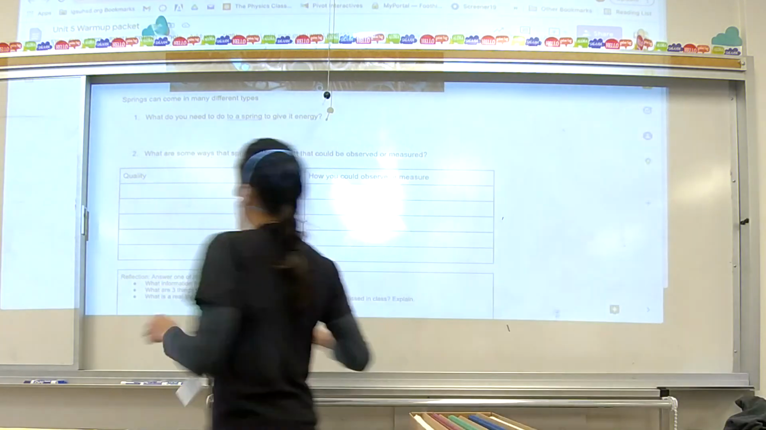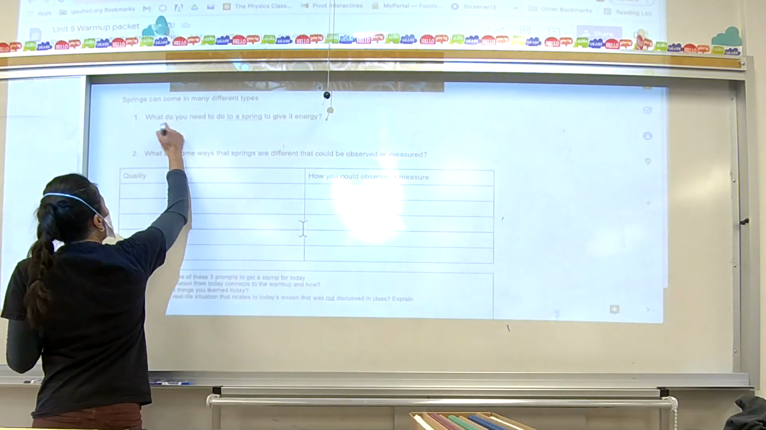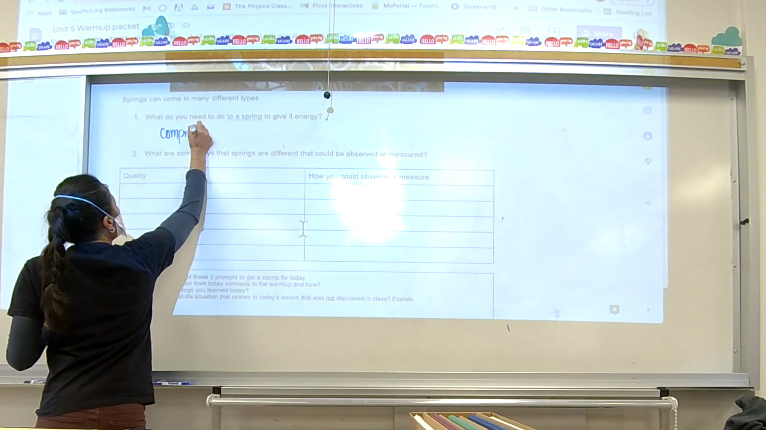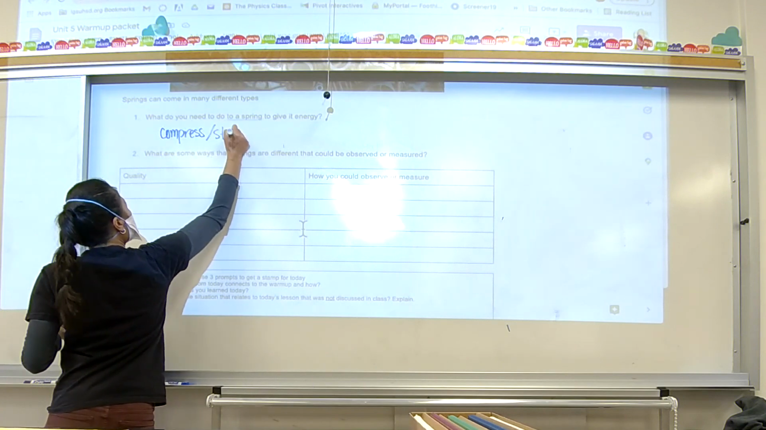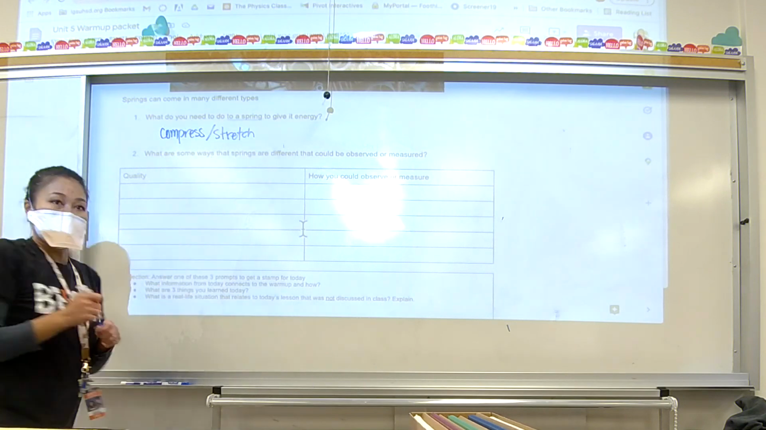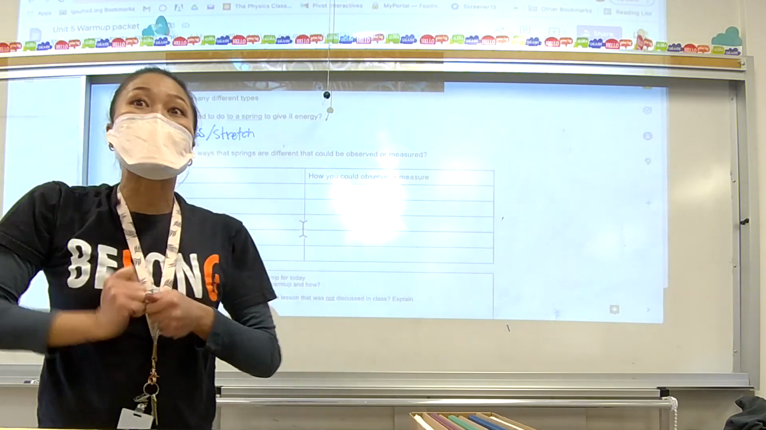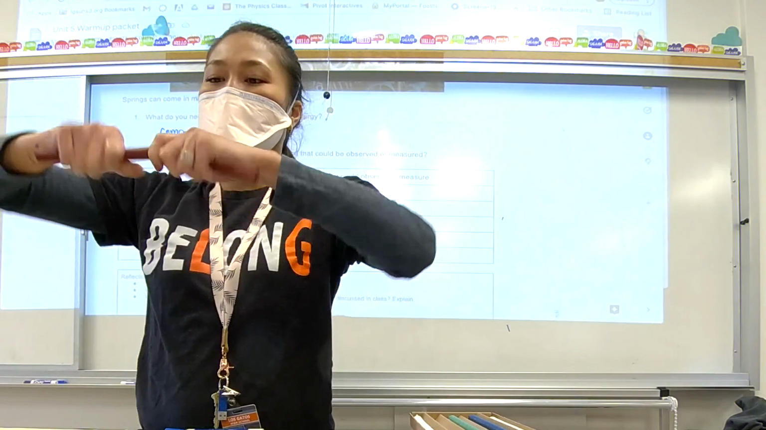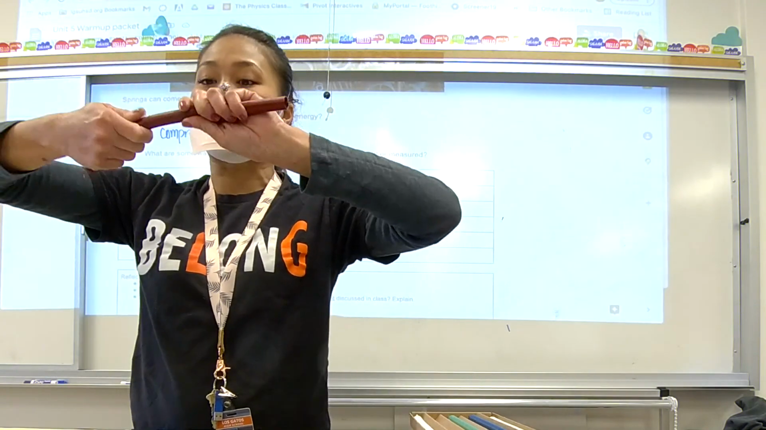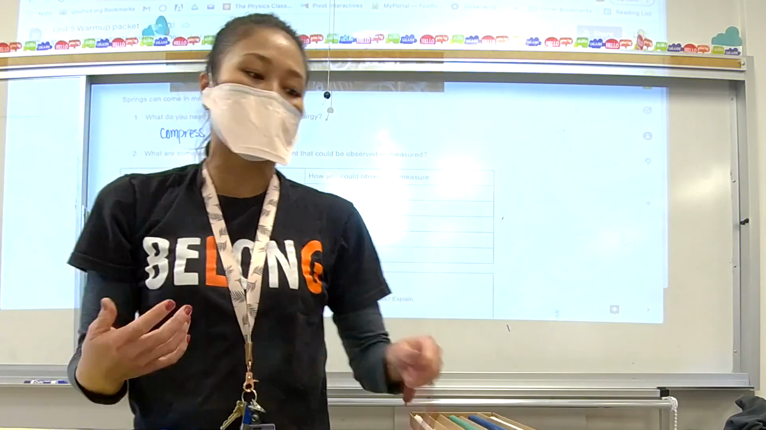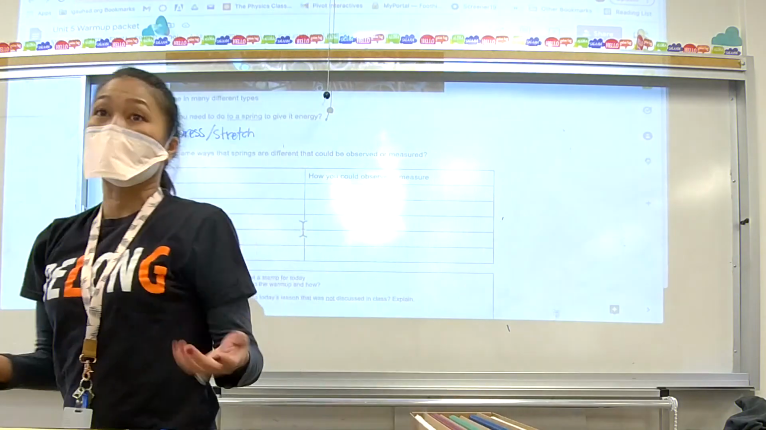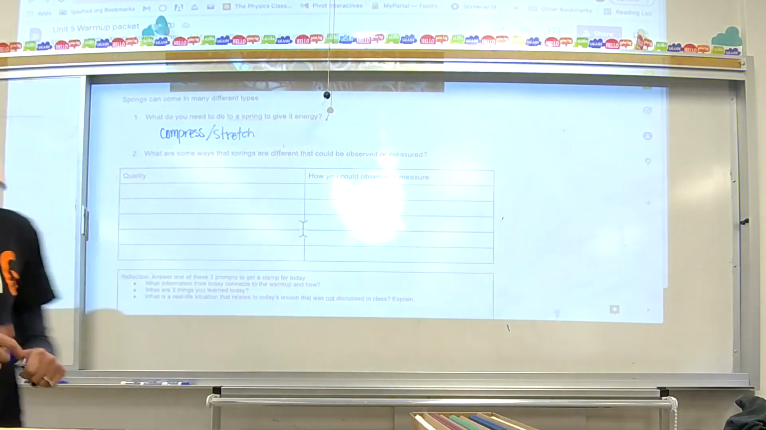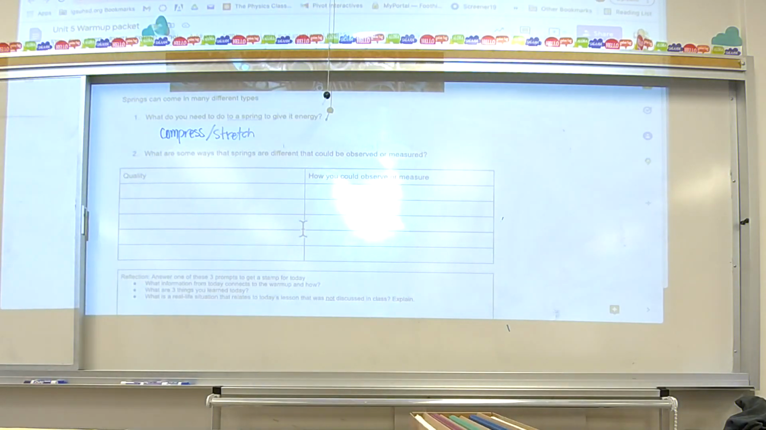Well, you can compress it or stretch it. Compress or stretch. All right. Or you can coil it as well. Or you can twist it even more. If I were to twist it, hopefully I don't ruin this. If I twist it more, it will bounce back. And any sort of bounce back is also an elastic energy. Good. All right. Let's talk about the different parts of a spring that make its energy different.